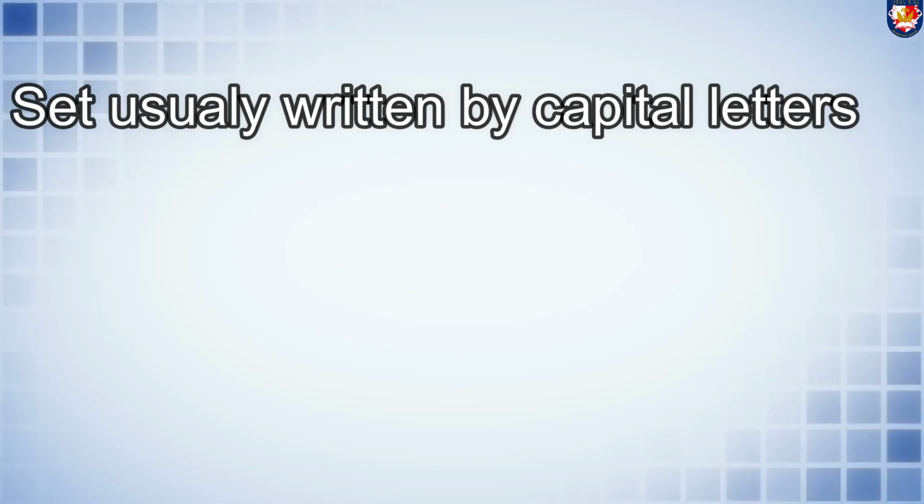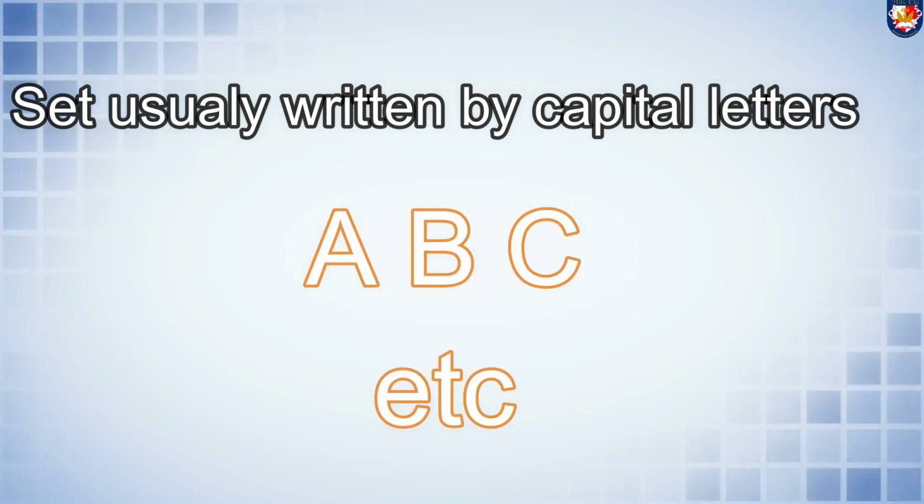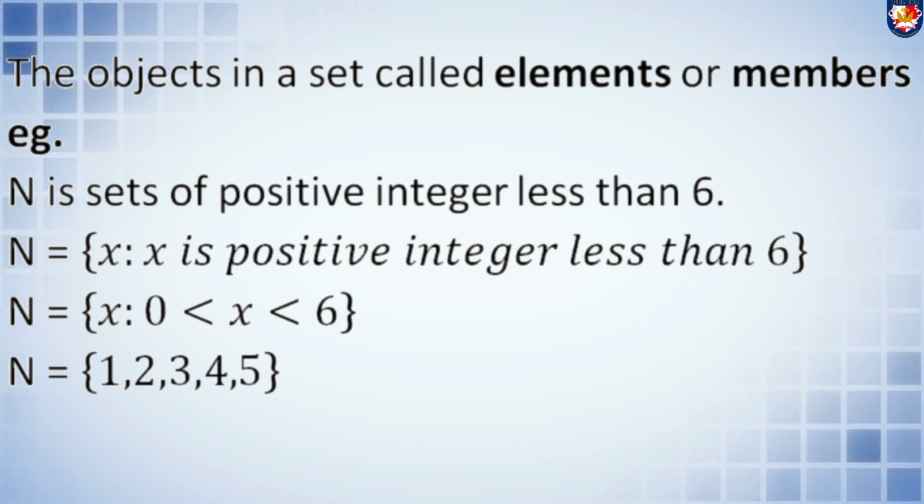The next slide tells us a set is usually written with capital letters. It's always capital: A, B, and so on. The objects in a set are called elements or members. So for the set of lions, the element of the set is lions. For example, let N be a set of positive integers less than 6.